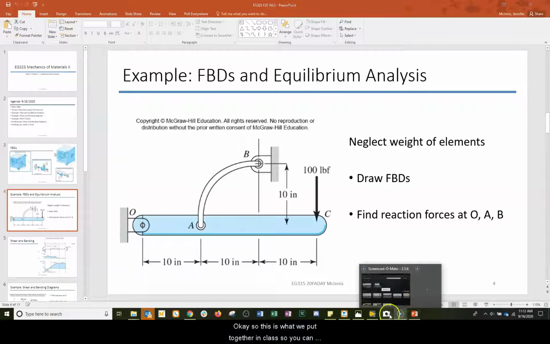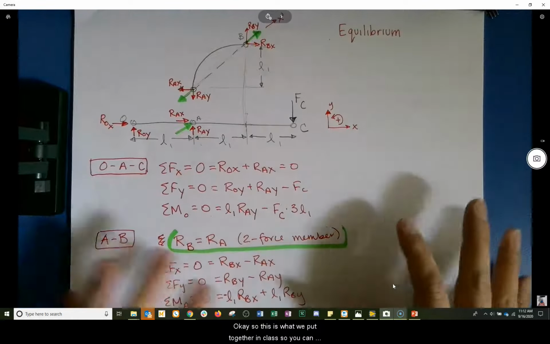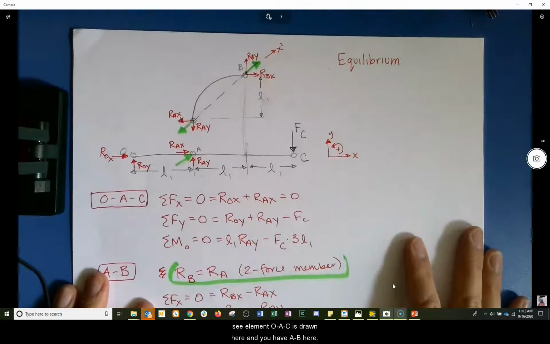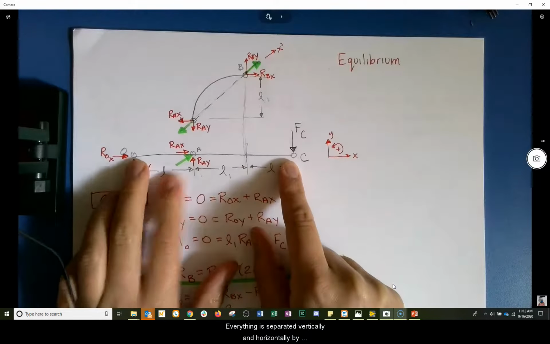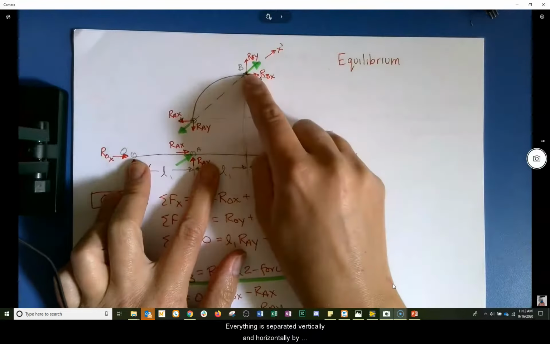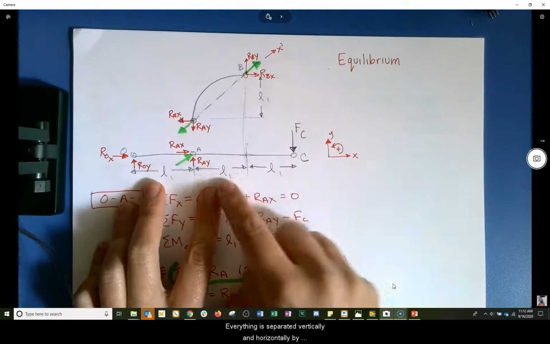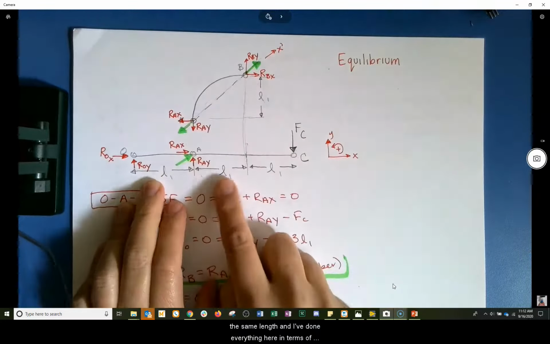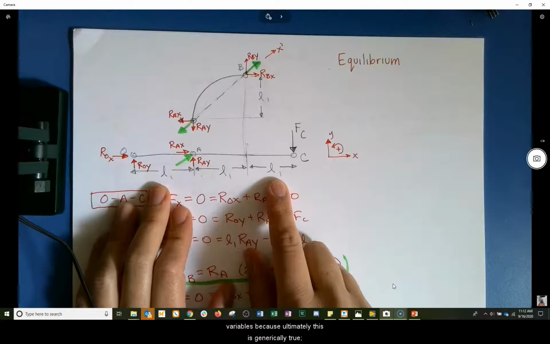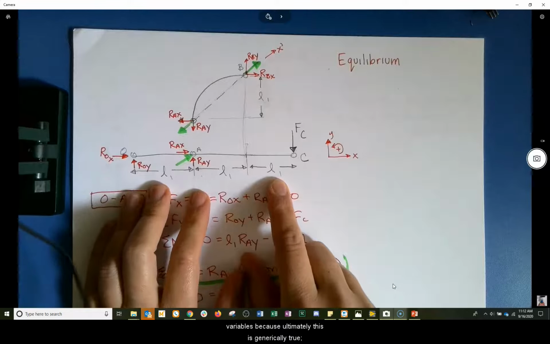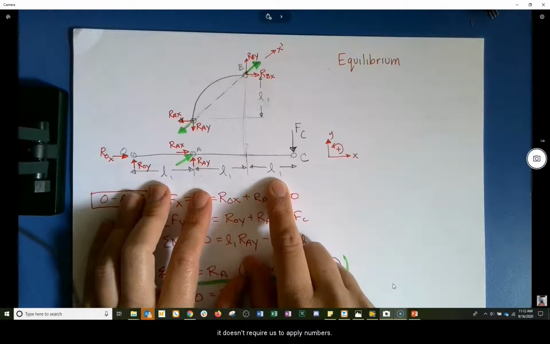Okay, so this is what we put together in class. So you can see element OAC is drawn here, and you have AB here. Everything's separated vertically and horizontally by the same length. And I've done everything here in terms of variables because ultimately this is generically true. It doesn't require us to apply numbers.